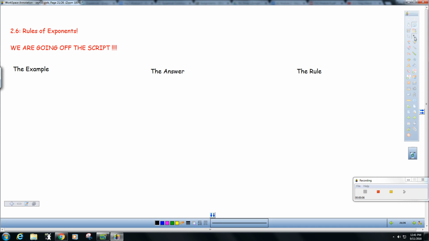For a little 2-6 action, we're going off the script here. We are not going to follow along with your guided notes that are in your book. I just want to get you to the most important part of the lesson, because this is a really important lesson. So, we're going to do an example, and then we're going to go over the answer to the example, and then we'll see if we can come up with a rule.